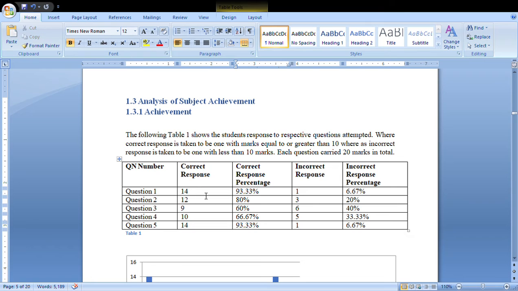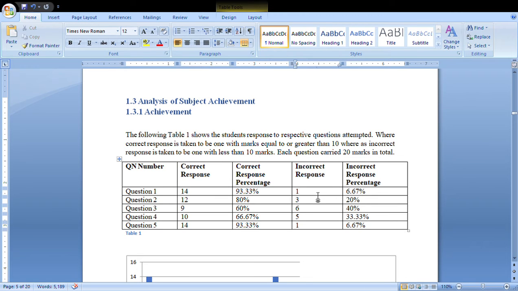You need to create another column right here for correct response percentage. The correct response percentage is taken by taking 14 and dividing that by 15, which is the total number of students, and then multiplying that by 100. So we get 93.33 recurring. So 93.33 recurring is the correct response percentage, whereby out of the 15 students, 14 answered correctly or provided a correct response.